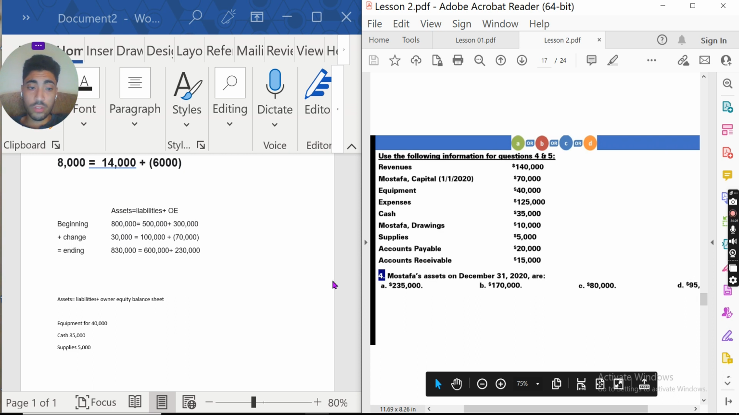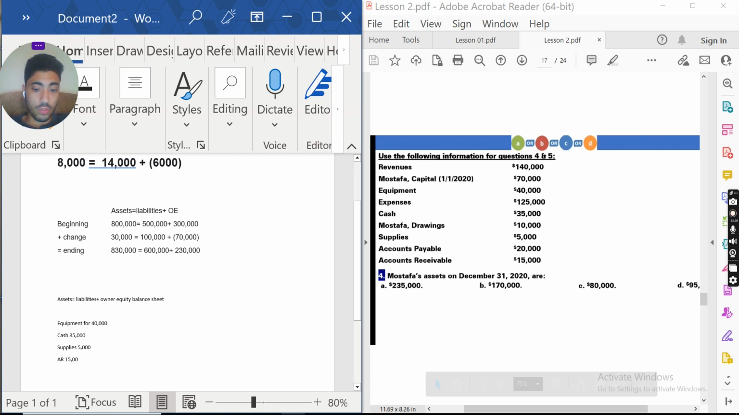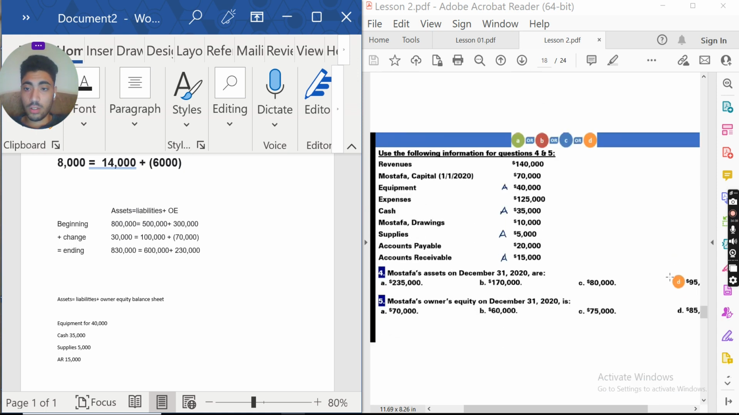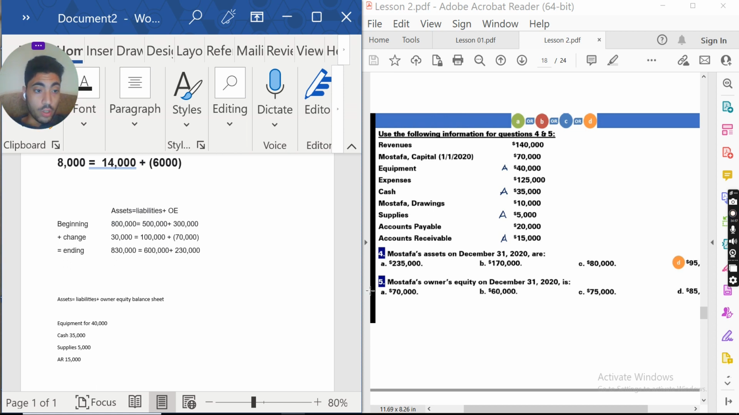I will go with 90... With 95,000, I will go with it. Oh, right, yeah, that's right. Account receivable is defined as an asset. Okay, for number 5, Mustafa's owner's equity on December 31, 2020. Now he requested the owner's equity on December 31, 2020. That's another thing.